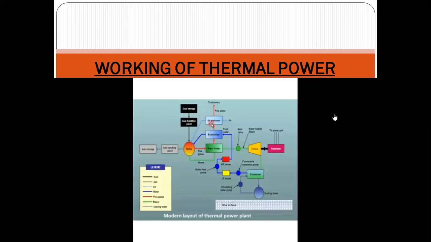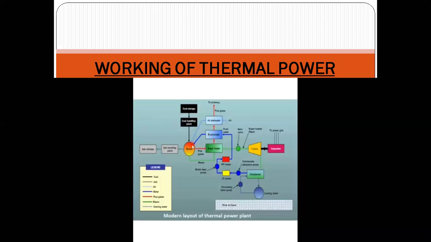So now this feed water passes through the economizer. Inside the economizer, the flue gases which are already used inside the boiler and superheater pass to the economizer. So in the economizer, with the help of the flue gases, the temperature of the feed water is raised, and finally this feed water comes to the boiler where it is converted into steam. So this is all about the water and steam circuit.